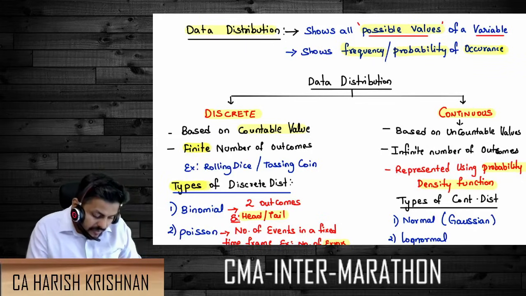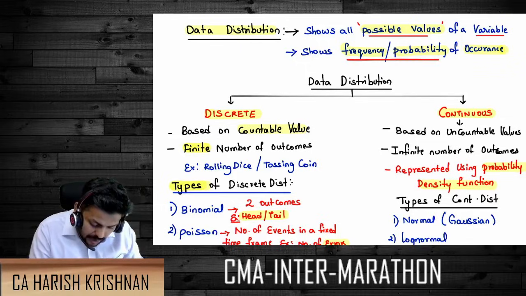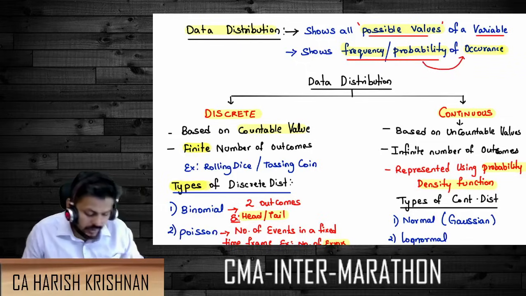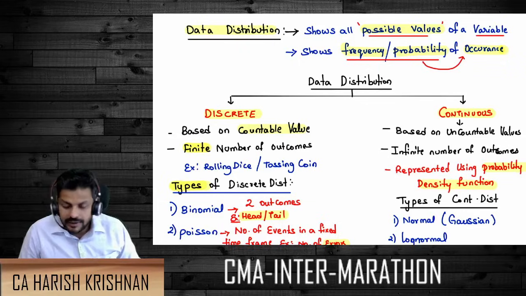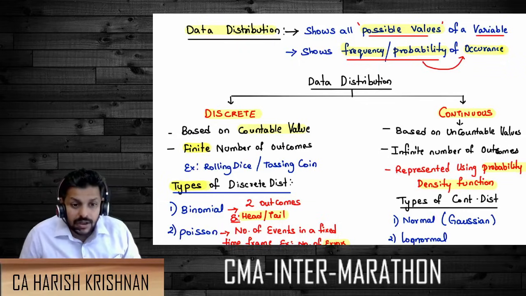It shows the frequency or probability of an occurrence. That is why we talk about normal distribution, binomial distribution, and Poisson distribution.